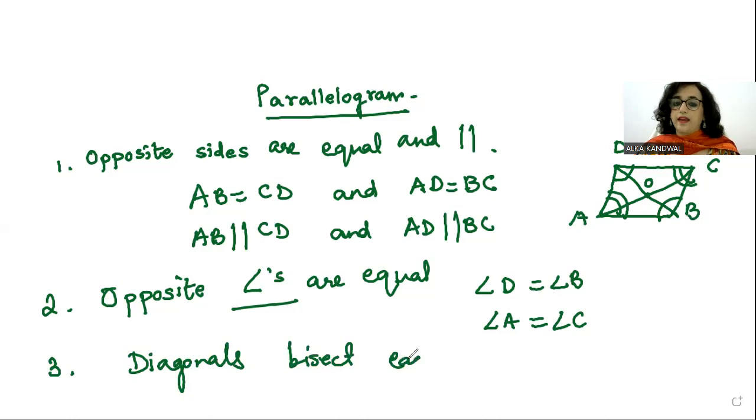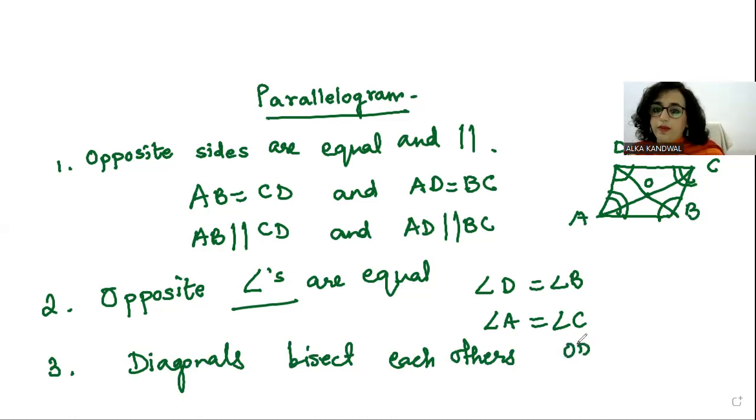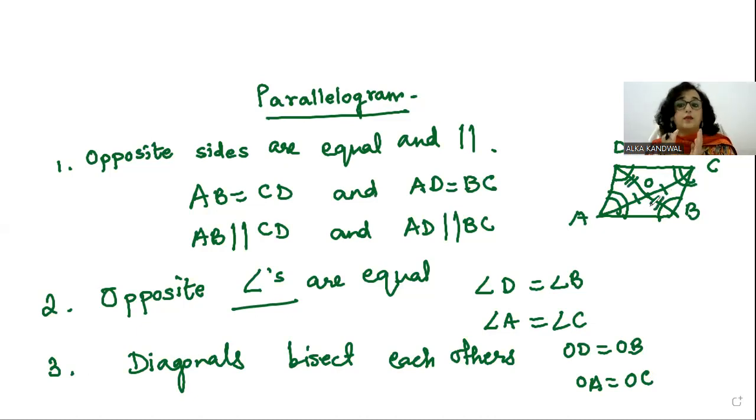अब इसका मतलब क्या है कि डायगोनल्स कहाँ पे मीट कर रहे हैं O में, तो हमारा OD विल बी इक्वल टू OB एंड वैसे ही OA विल बी इक्वल टू OC. OA equal to OC, OD is equal to OB. Fine. So these are the properties of the parallelogram which you will keep in mind. Is it fine? Opposite angles equal, opposite side equal and parallel, and the diagonals bisecting each other.